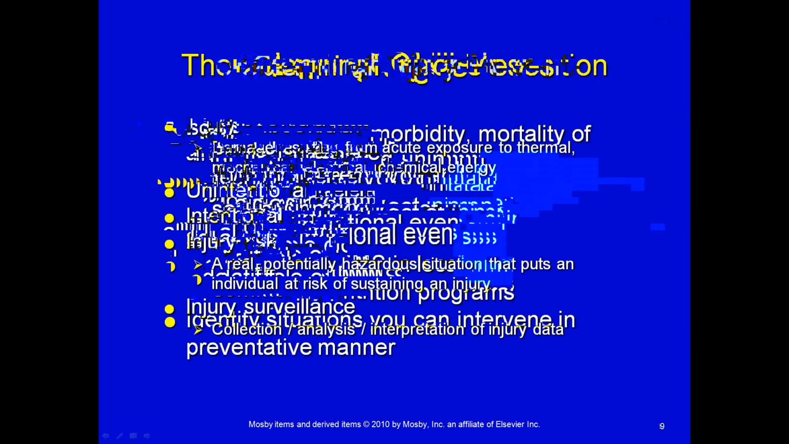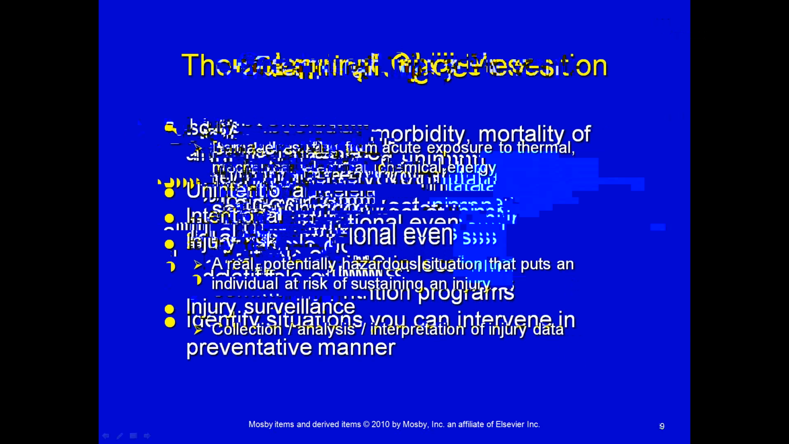Injury is defined as damage resulting from acute exposure to thermal energy, mechanical energy, electrical energy, or chemical energy. It can be defined as unintentional, meaning the person had no intention of coming in contact with that electrical wire. It could be intentional, as in the case of a jumper or somebody who attempts suicide using a weapon.